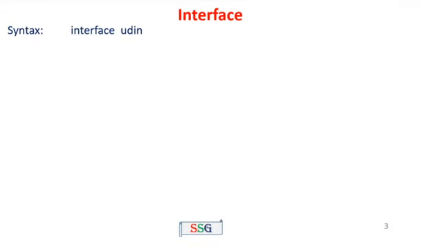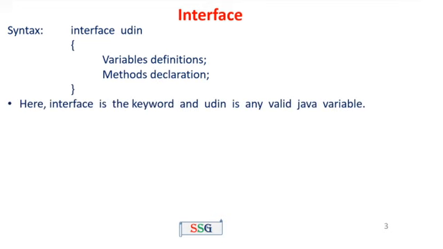The next one is the syntax for the interface. Interface, user defined interface name, variable definition and method declaration. Here the interface contains a variable definition. Variable definition means just a constant value only assigned to the variables. Method declaration means only declaring the methods. That means we are not defining any code for those methods.